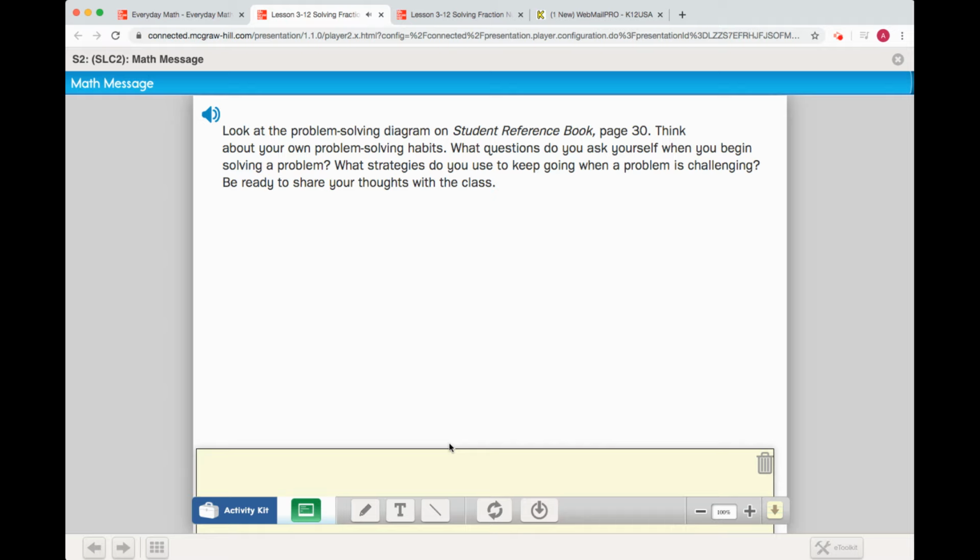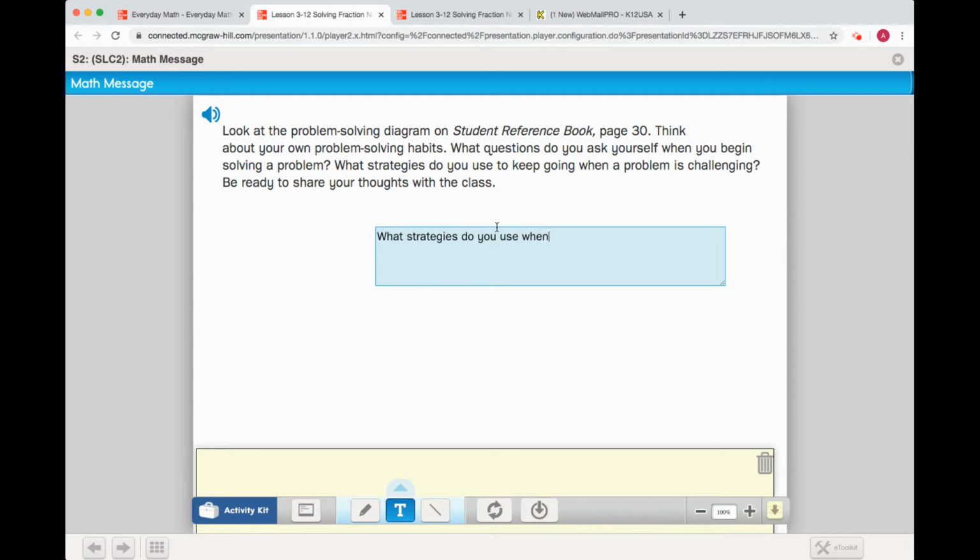Okay, some of you might have your reference book. If you are on ConnectEd, you can pull it up with the activity kit and click My Reference Book and go to page 30. But if you do not, just think of the following questions to yourself. What strategies do you use when solving math problems? Okay, what do you do when a problem becomes challenging?